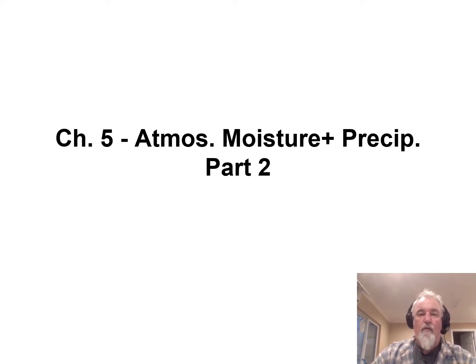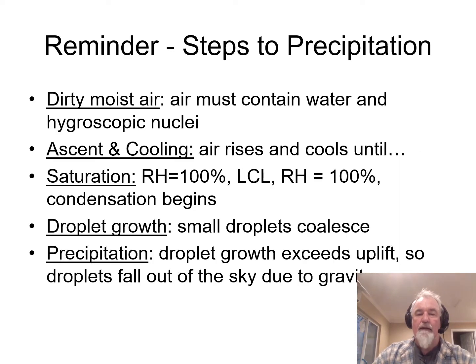Now, if you recall where we were before, we had talked about the steps to precipitation, and that included starting off with having dirty, moist air. Remember, we had to have two things in the air in order to have it rise and give us clouds and possibly precipitation. That air must contain water, and it has to have dust particles, or what we call condensation nuclei, or hygroscopic nuclei. Then the air has to rise and cool.